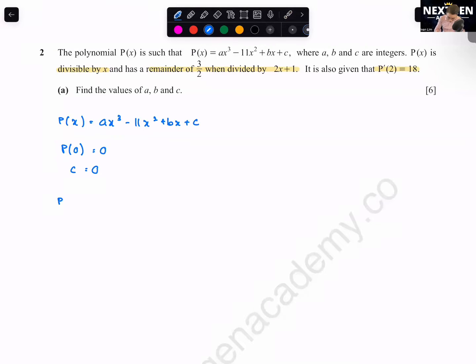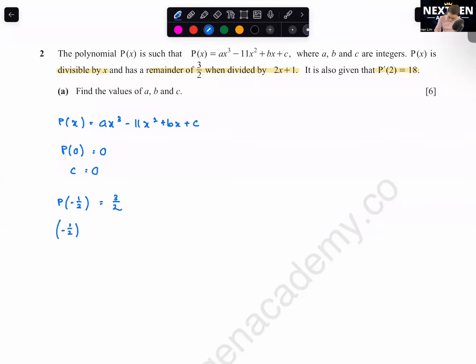So we're going to use remainder theorem. P of negative 1 over 2 is equal to 3 over 2. Anyone here, if you don't understand the term over here, please ask immediately, okay? All right, substitute it in. So here is a times negative 1 over 2 cubed, minus 11 times negative 1 over 2 squared, plus b times negative 1 over 2 equals 3 over 2.